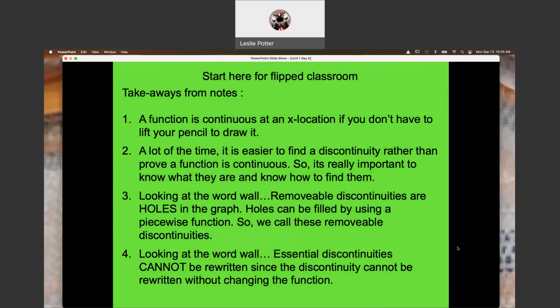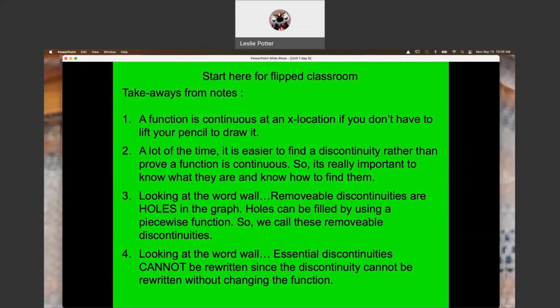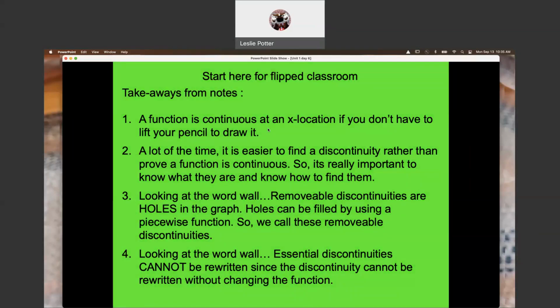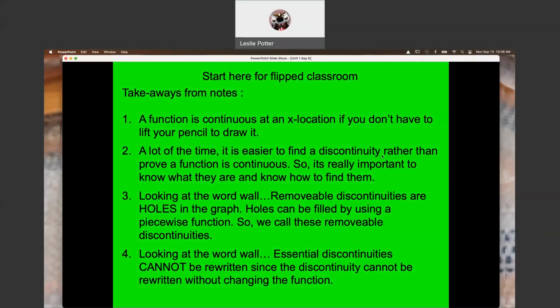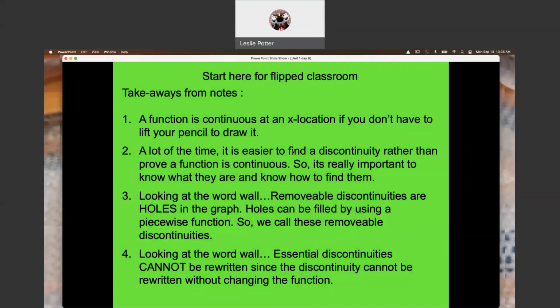You had some notes to take to work with continuity on piecewise functions, basically. So we know these things from the notes. A function is continuous at an x location if you don't have to lift your pencil or draw it, right? That's kind of the definition using common terms. A lot of times it's easier to find a discontinuity, so kind of disproving it rather than proving a function is continuous. So it's really important to know when they are and know how to find them.